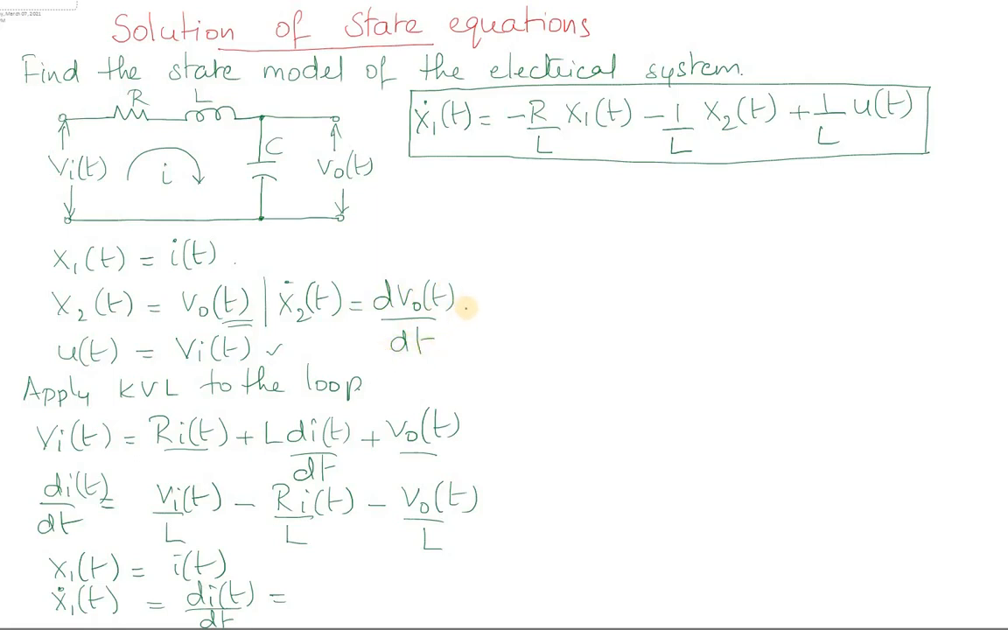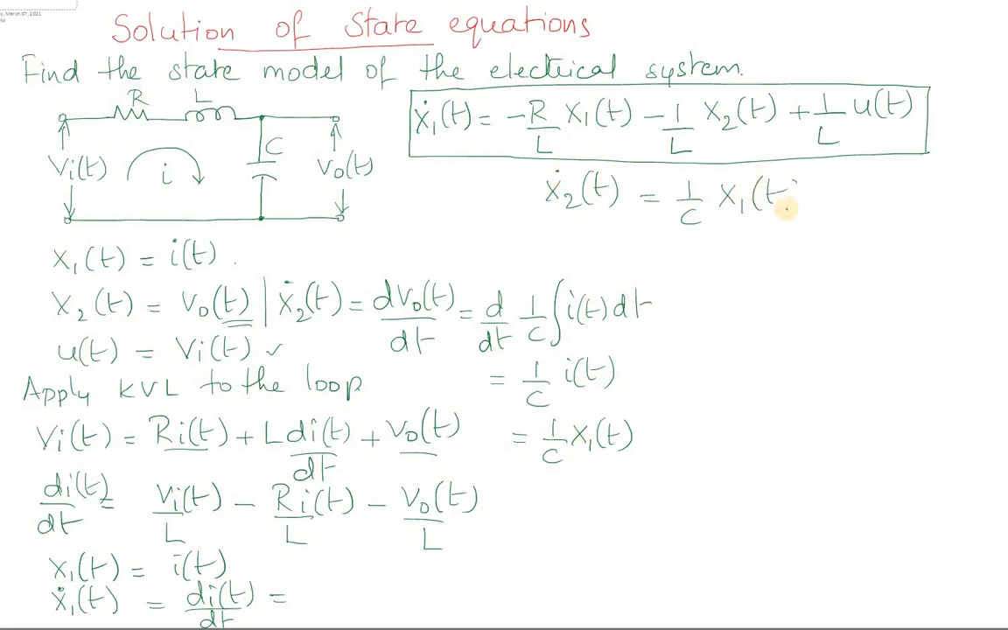But what is v naught of t? V naught of t, we can put it as d by dt of v naught of t is 1 by c integral I of t into dt. So if you integrate this, we get 1 by c into I of t. But again, I of t is x1 of t. So this we can write as 1 by c into x1 of t. So this is the second equation: x2 dot of t is equal to 1 by c into x1 of t. So these are the two state equations.